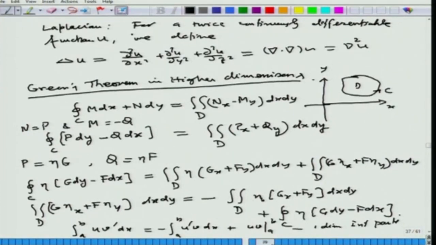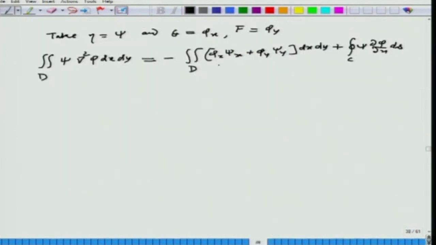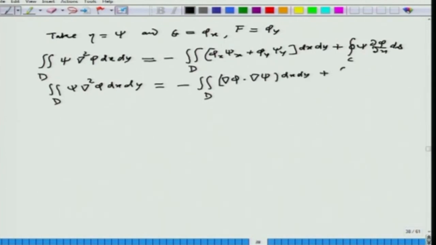So eta equal to psi and you get the Laplacian there, and then in this term g equal to phi_x, so eta_x means psi_x, and f is phi_y and eta_y is psi_y. So, we get this term here with a minus sign. This can also be written slightly differently like this. This is the dot product of the gradient of phi with the gradient of psi. And this, we know, is gradient of phi dot n cap ds. So, this is the vector form.